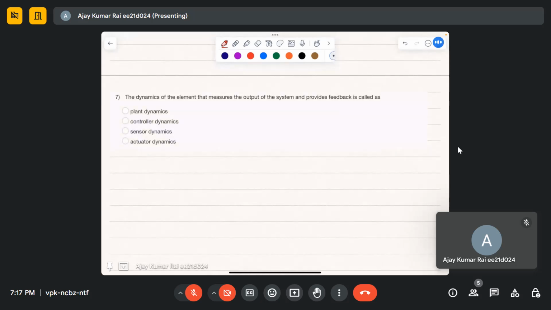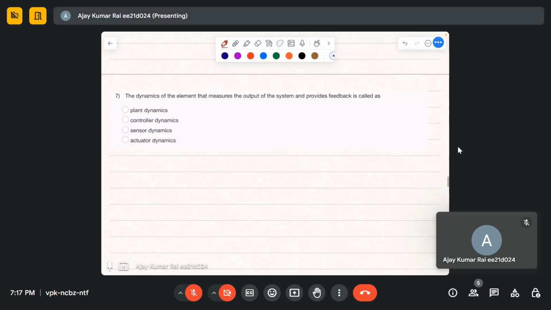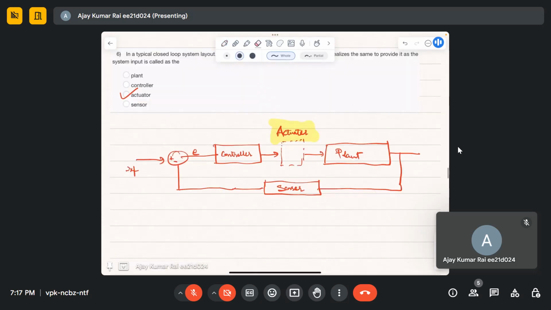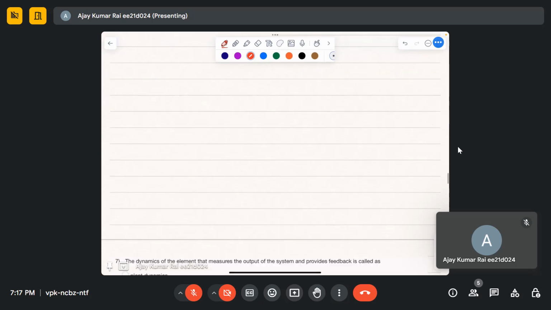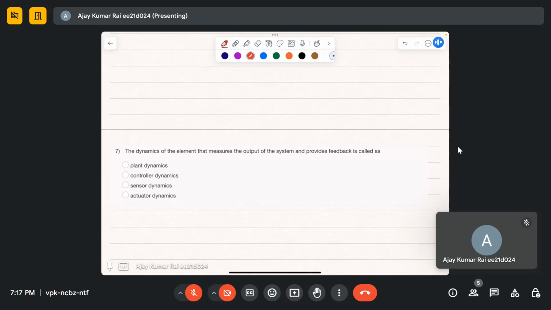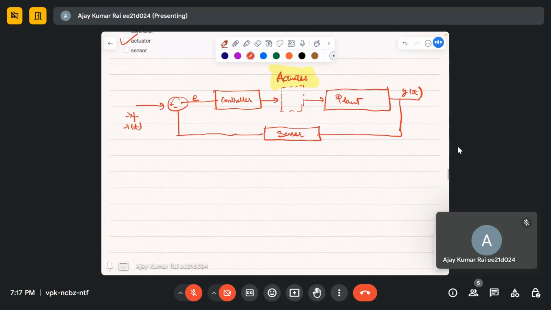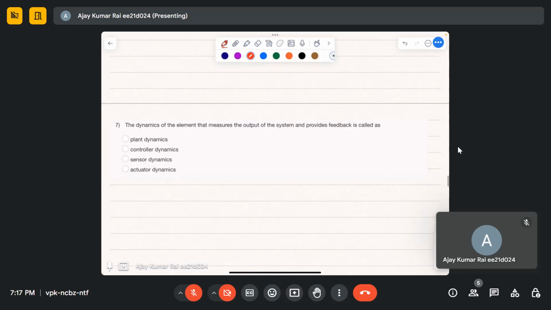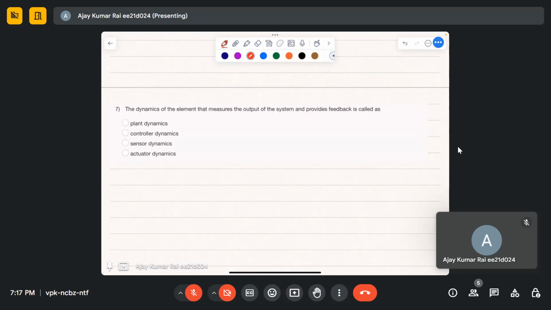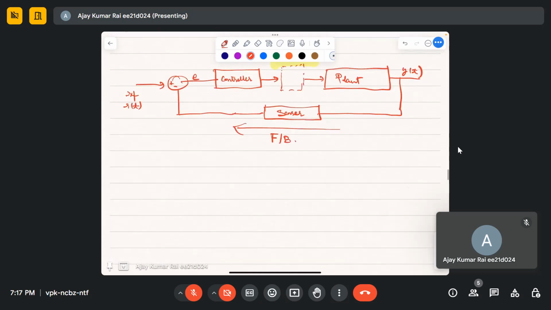Next, the dynamics of the element that measures the output of the system and provides feedback is called, again we can refer to the same diagram, right? So this is the output, and let me call this r(t), the reference. The element that measures the output of the system and provides feedback is the sensor, so it's called sensor dynamics, right? Simple.